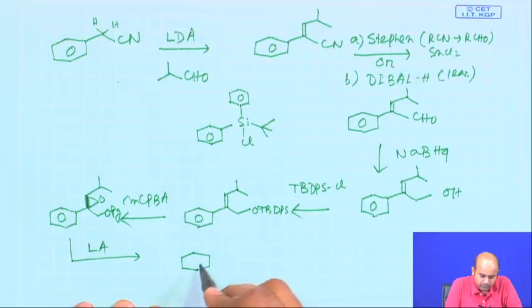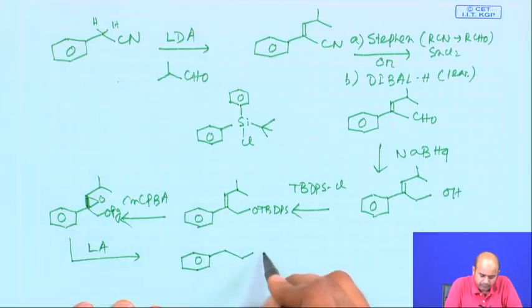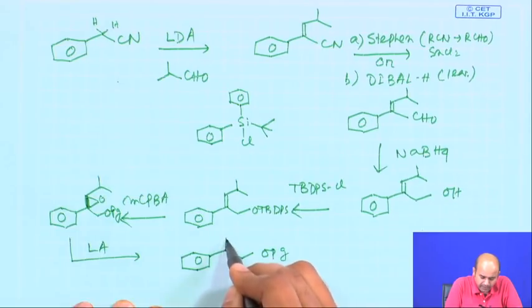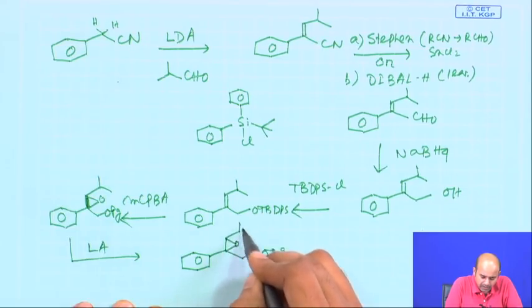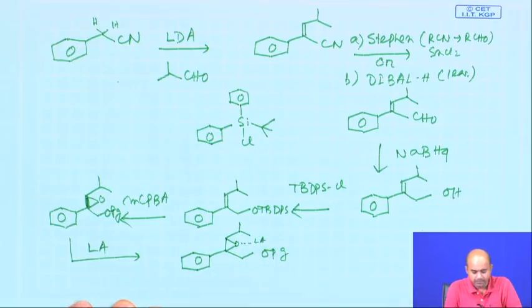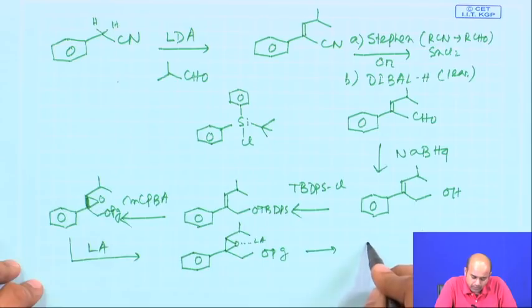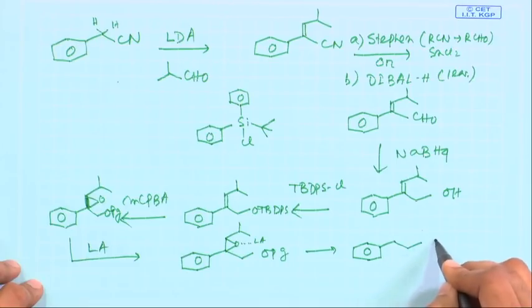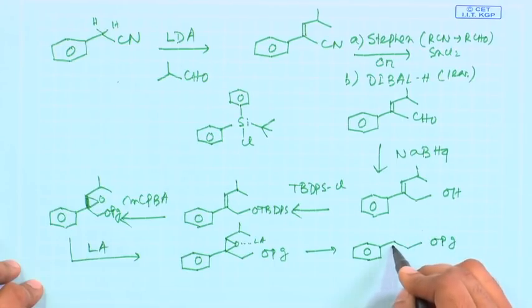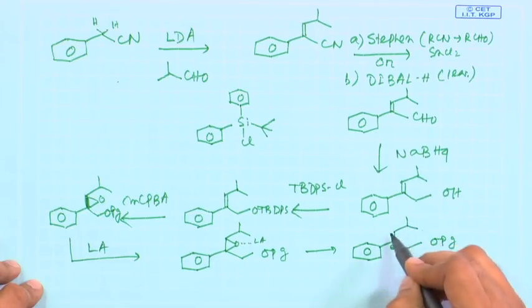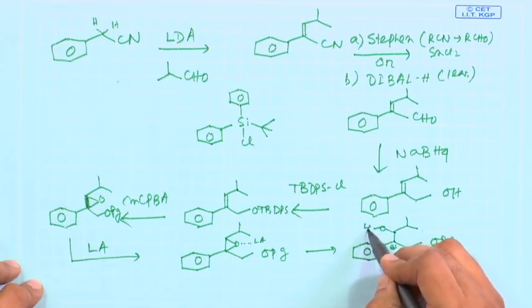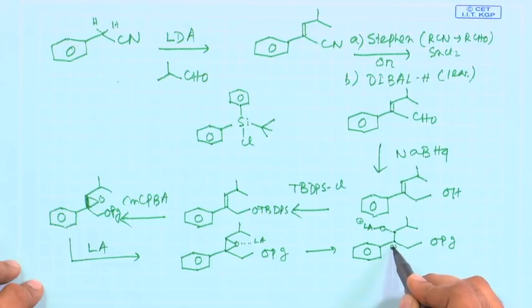So, the Lewis acid you add, and obviously make sure which way the carbon-oxygen bond will be broken. The most stable carbocation will definitely be generated, and I presume that this way you will have this O-LA, because this is a benzylic position.